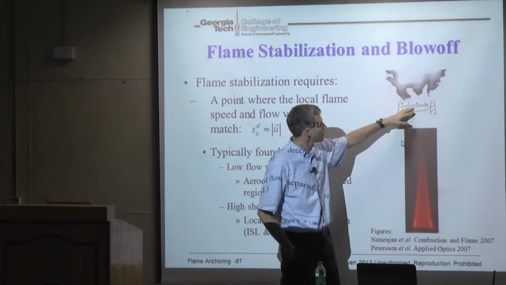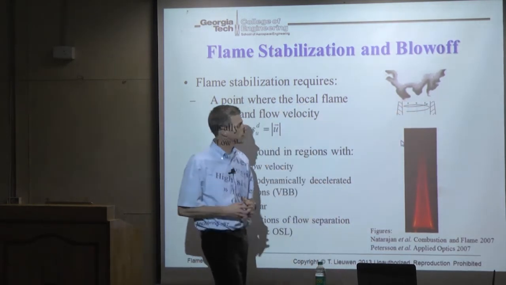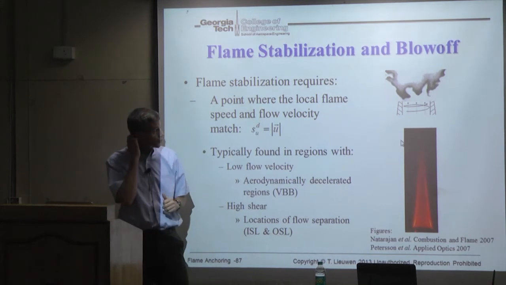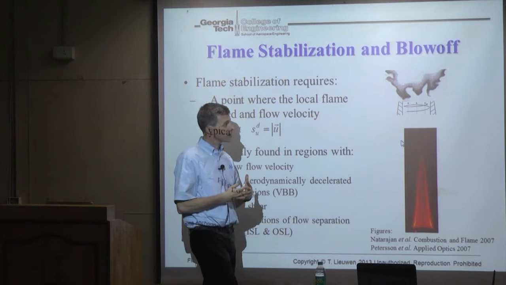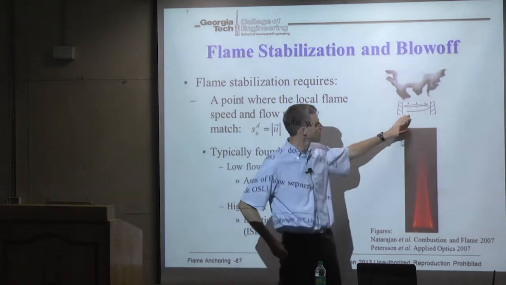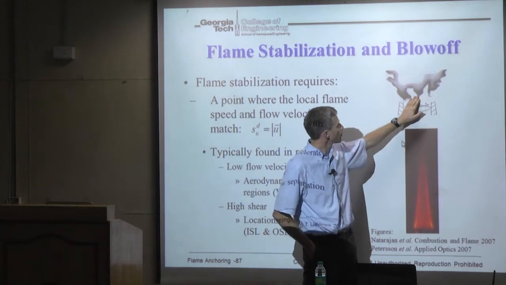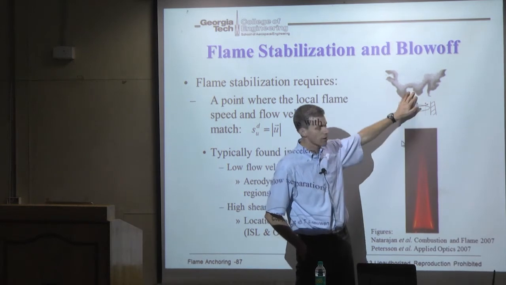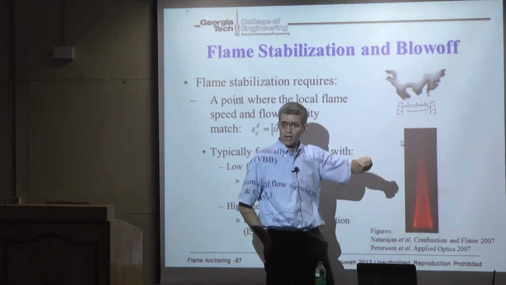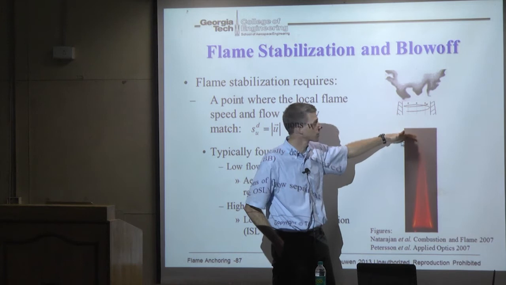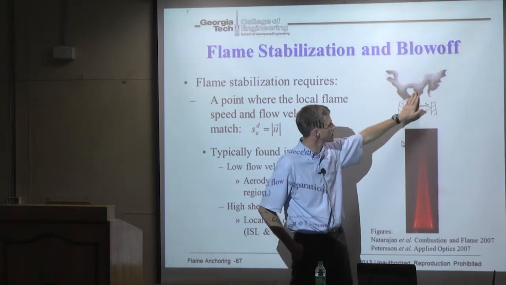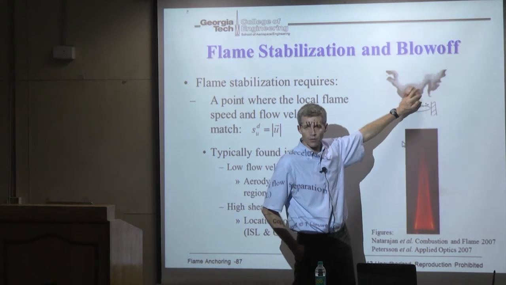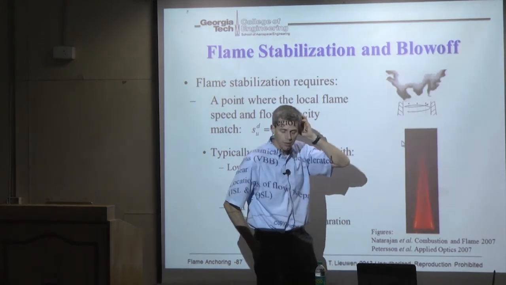Generally, aerodynamically stabilized flames are somewhat difficult to create, but what happens is that you create a region where the flow decelerates rapidly, yet has high enough velocity that the flame doesn't flash back. So you're trying to strike a balance between having a flame that doesn't flash back but decelerates rapidly enough that you can find a point where the flame speed and the flow speed match.